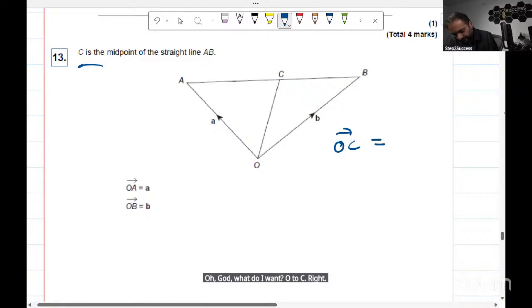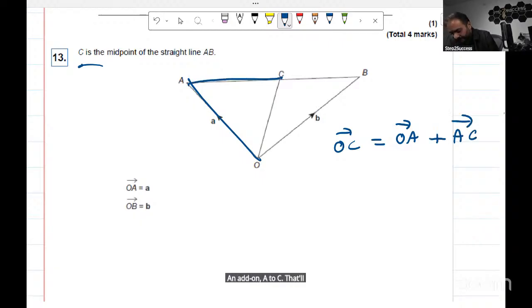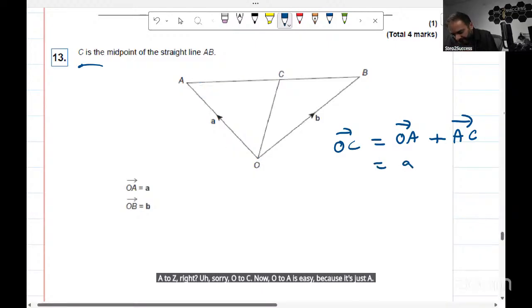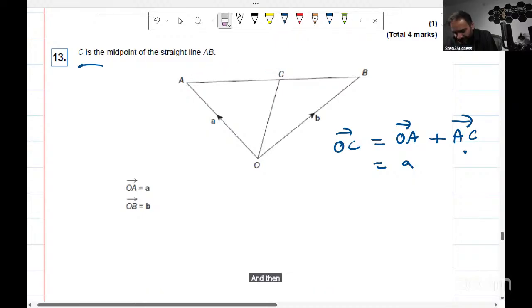The way I'm going to do it is I'm going to go from O to A and add on A to C. That'll get me from O to C. Now, O to A is easy because it's just A, but A to C is a problem because I don't know what this vector is. What I'm going to have to do is work out what the vector A to B is, and then A to C is half of it because it's the midpoint.